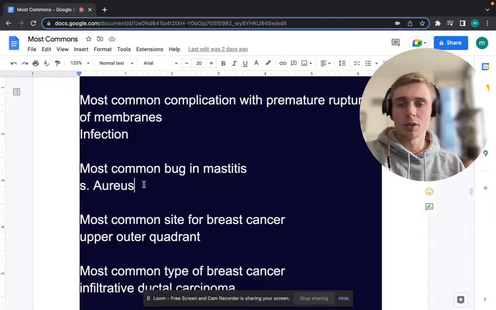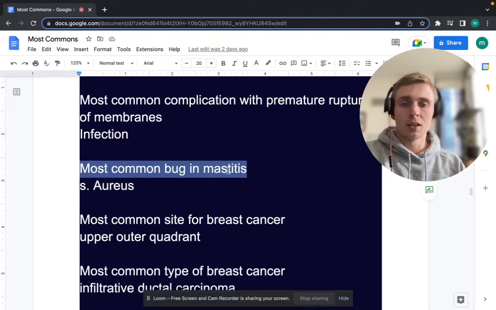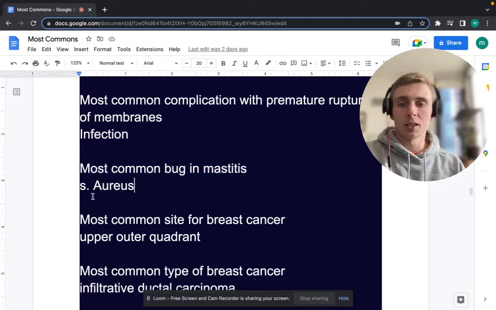So we have Staph aureus all over the skin, everywhere. So if we have some kind of superficial skin infection, you want to think Staph aureus first, unless it's something else, like erysipelas or something, and that's going to be strep. But Staph aureus, most common bug in mastitis.